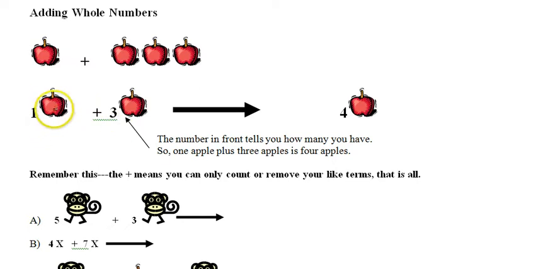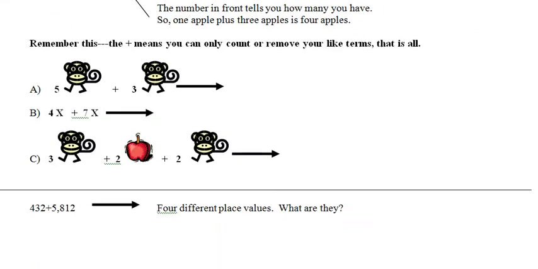So if you have an apple, we have one of them. If you put a 3 in front of it, it means you have 3 apples. It's just a way of denoting that. And then we get 4 apples. So when you read stuff, that's how you want to look at it.